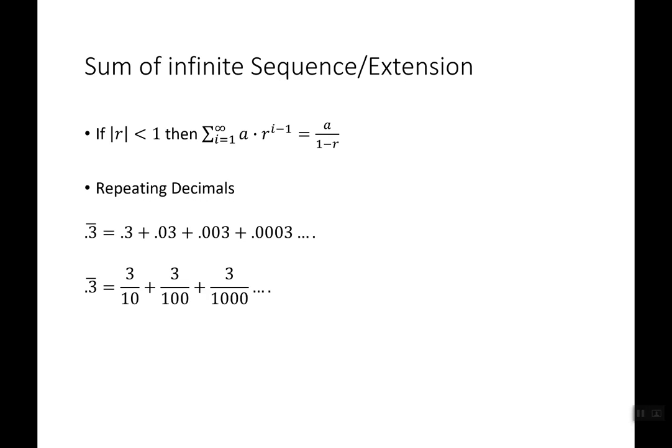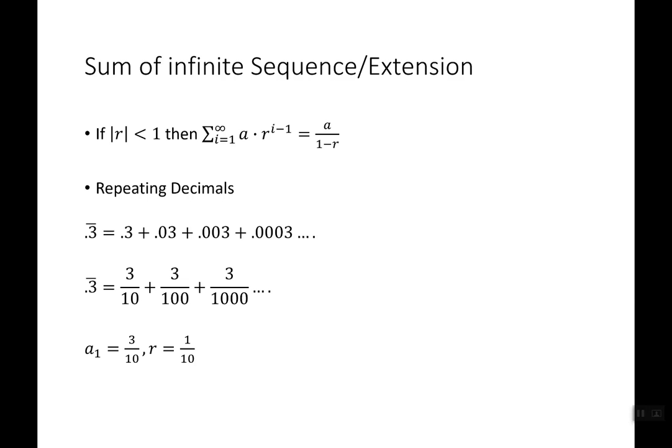Well, what if I wrote that as a fraction? 0.3 is 3 over 10. 0.03 is 3 over 100. 0.003 is 3 over 1,000, right? It would keep going. And I could treat this as a geometric sequence because I have a first term, 3 over 10, and I have a ratio, 1 over 10, right? The denominator is the only thing that's changing, the numerator is staying the same. So it's just doing powers of 10 on the bottom.